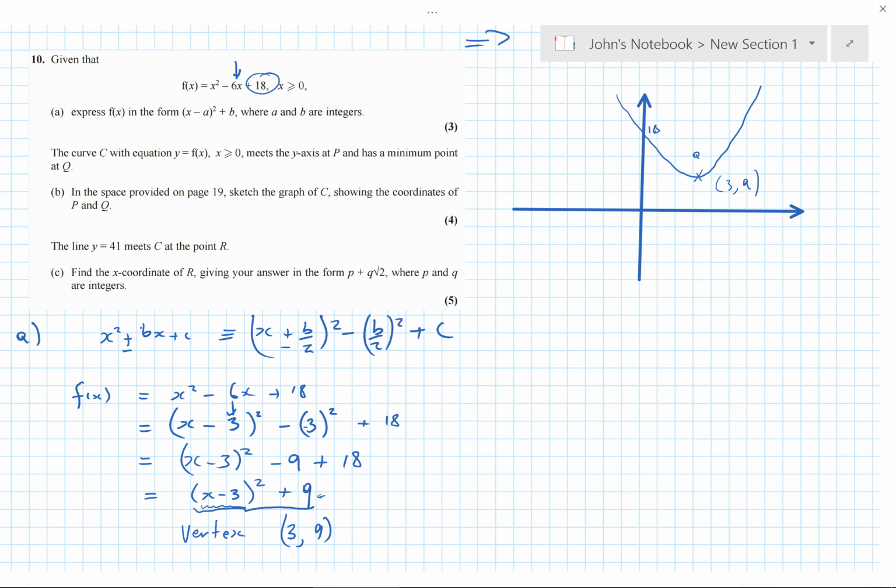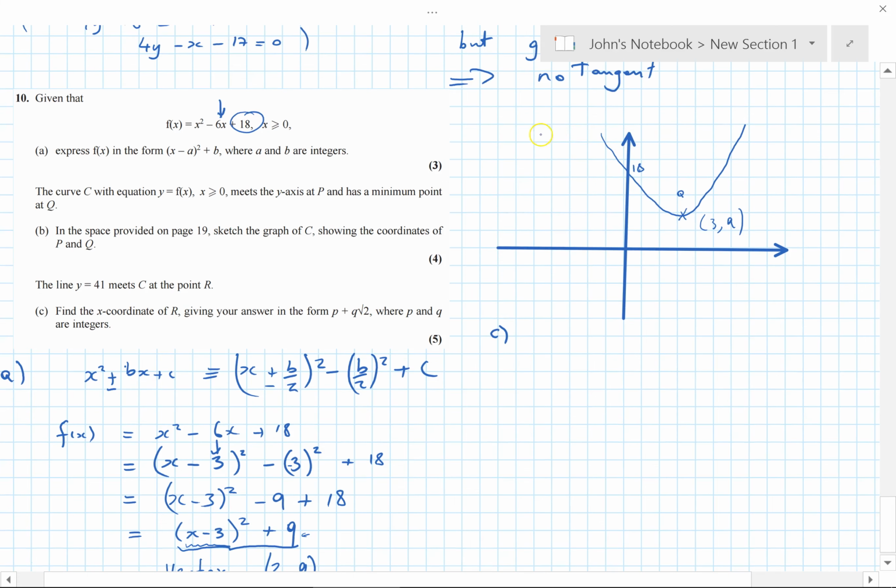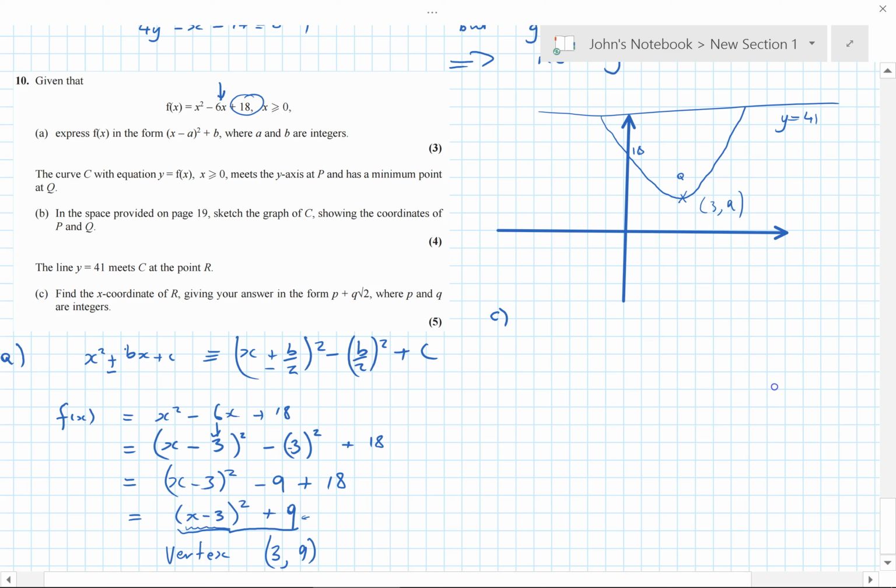Okay, and then for the final bit of the paper, part C, it's basically saying there's a line y equals 41. Obviously this is not to scale. Find the coordinates as a surd. They haven't actually done any work on surds in this paper, so they've obviously tried to fit it in here in a slightly half-baked way, because it's not very long, so all that rationalising of the surd is missing.